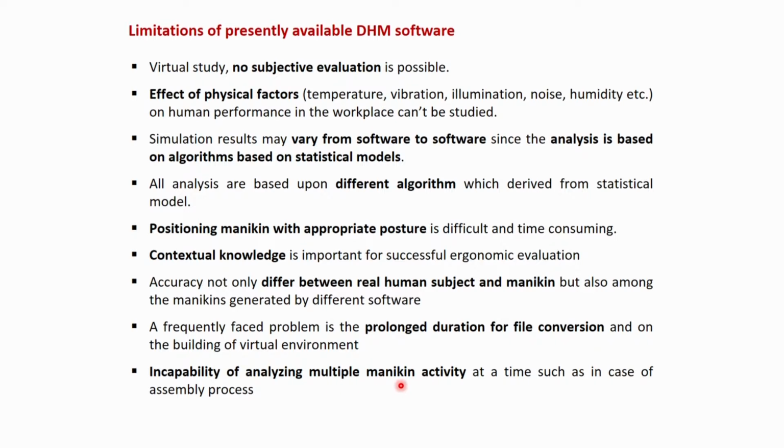Another limitation is the incapability of analyzing multiple mannequin activity at a time, such as in case of an assembly process. In an assembly process, while so many workers are working together, their interaction is very important, and we need to evaluate how people are interacting with each other and go for various types of ergonomic evaluation. But with all this digital modeling software, mainly we can evaluate the various ergonomic aspects of work activities for an individual or a single mannequin. For multiple mannequins, the analysis is not possible simultaneously. You have to complete the analysis for one particular mannequin, and after that move on to the next one. So, these are the general limitations observed with the presently available digital modeling softwares.